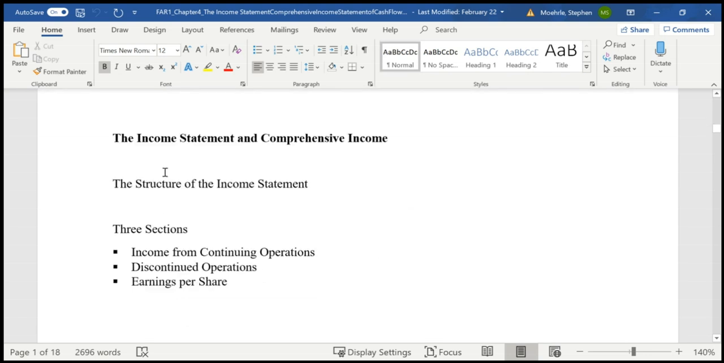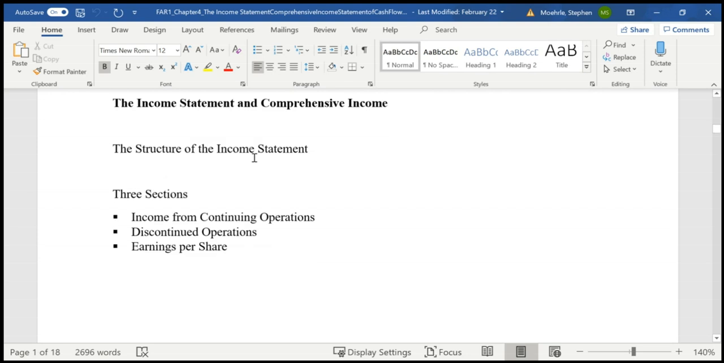So let's talk about the income statement and the comprehensive income as well, but we will focus primarily on the income statement for a while. Here's the structure of the income statement. There are three sections on the income statement: income from continuing operations, the results of operations for operations that are going to be discontinued in the near future, and then earnings on a per share basis.